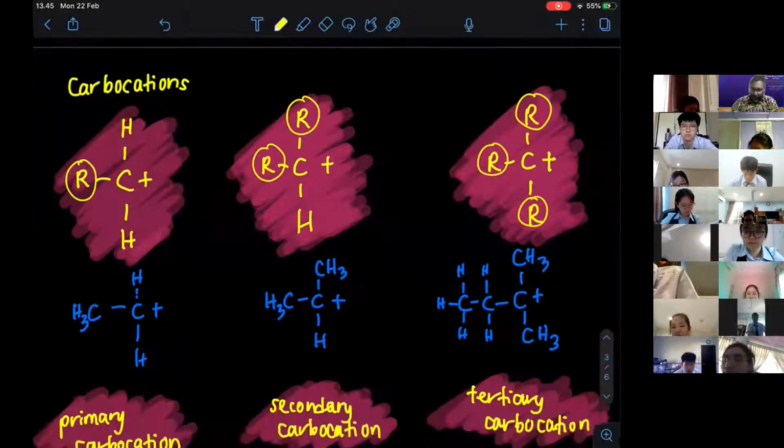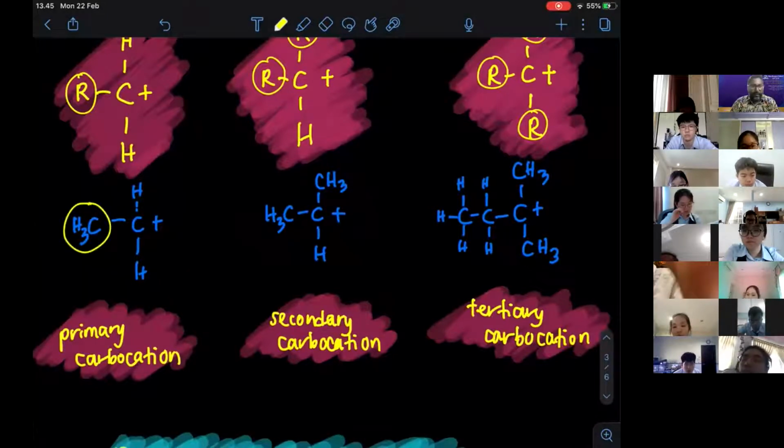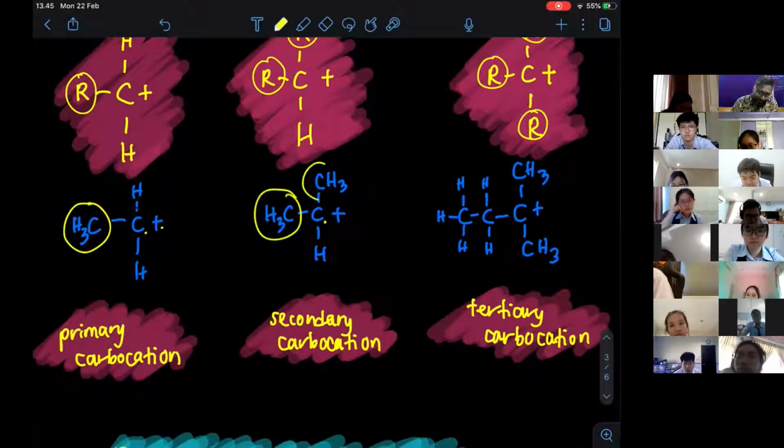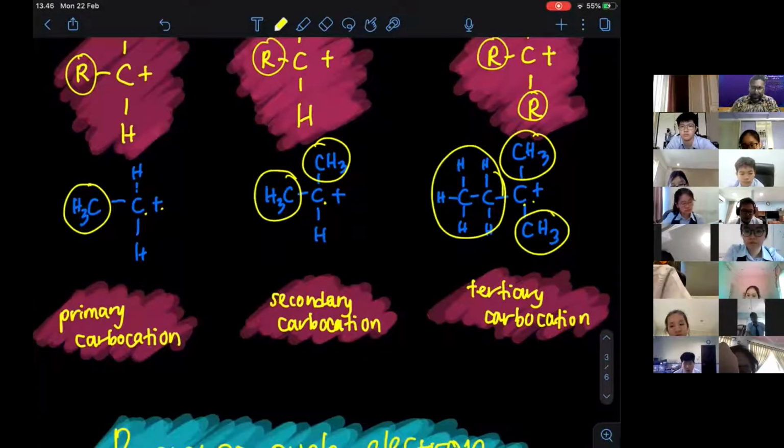Now, I'll give you one example of each. You see, this is one R group, and this is the carbon attached to the positive charge, so this is a primary carbocation. This is the carbon, and you see two R groups, so a secondary carbocation. This is the carbon, and you have 1, 2, 3, so a tertiary carbocation.